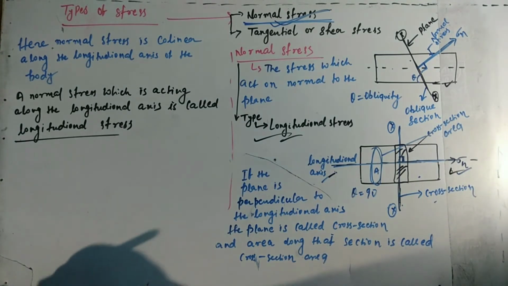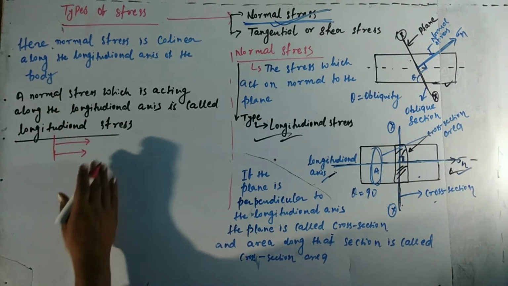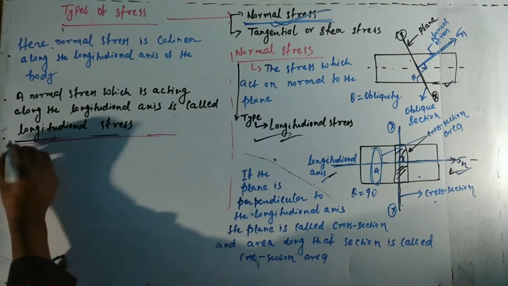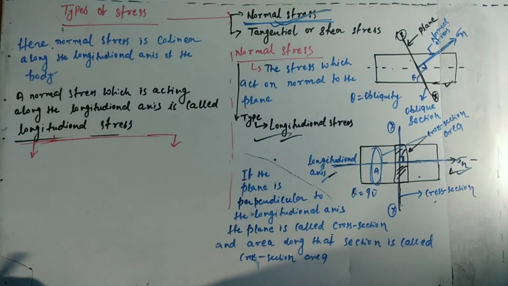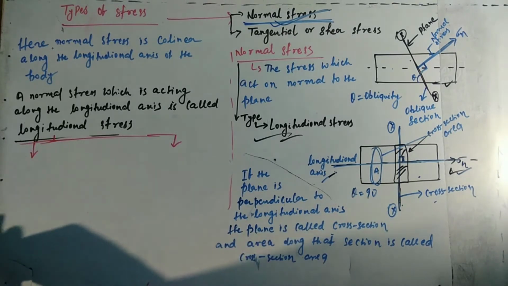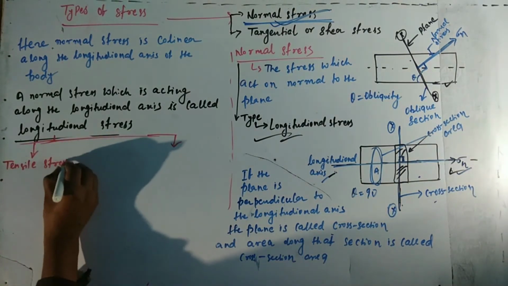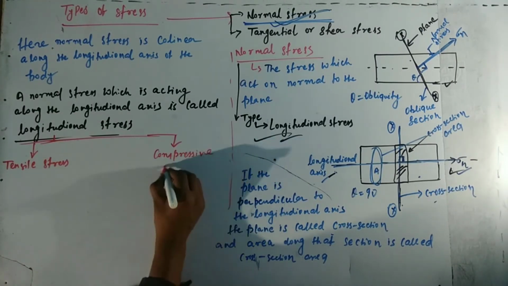First one is longitudinal axis, and the normal stress which is acting along it is called longitudinal stress. These are two types. Longitudinal stress has two types. First is tensile stress and second is compressive stress.